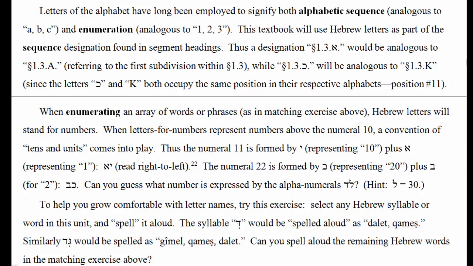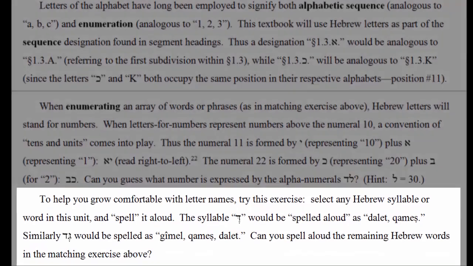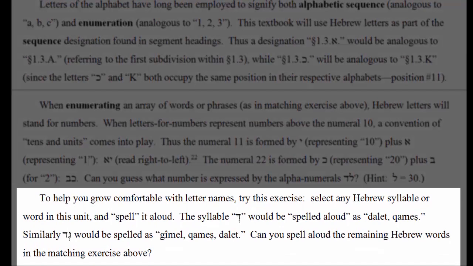The numeral 22 will be formed by beginning with the letter Kaf, and that has the value of 20, combined with the letter Beit, which is second, resulting in 22, Kaf Beit. Can you guess what number would be represented when we move beyond Kaf to the next letter in the Hebrew alphabet, Lamed, and combine it with the letter Dalet? Here is one final suggestion in this segment.